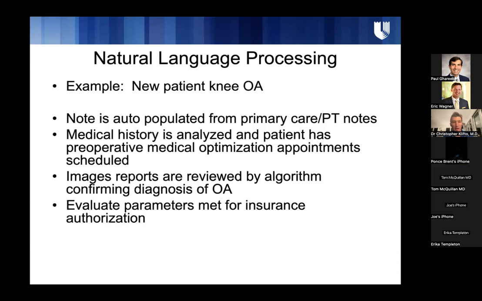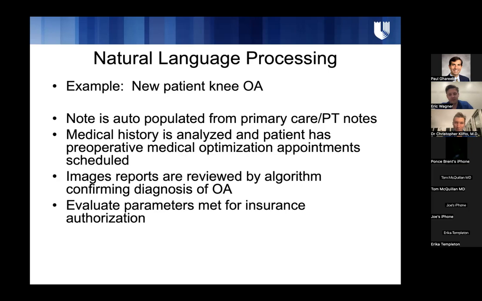Let's just say that you have that same patient with knee OA. And this is really cool. A lot of stuff is coming out of this, but essentially the note is populated before you even see the patient, from the primary care notes and the PT notes about the patient. And this is all through AI. Then the same AI algorithm analyzes the medical records to say, has the patient been optimized? Have they seen their medical doctors? Have they done the things to actually get insurance approval? And then it goes through the images from the radiology reads, confirms the diagnosis of OA, and sends that to the insurance company for authorization, to see if they can be pre-approved before you even see the patient.